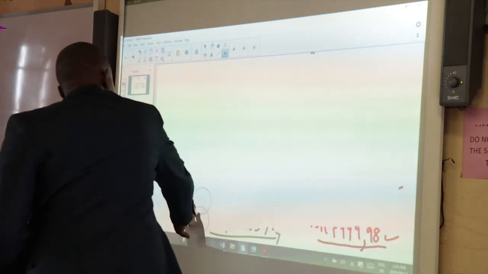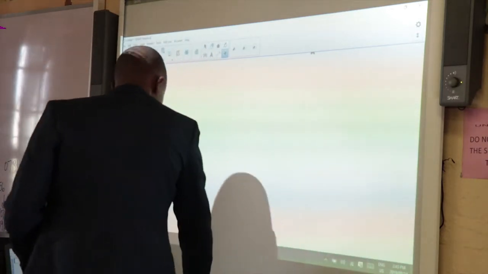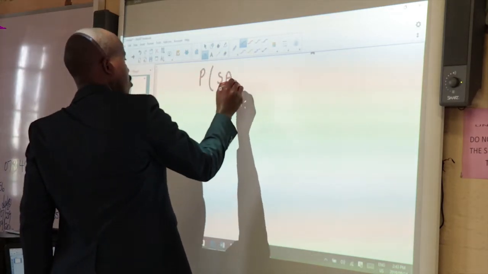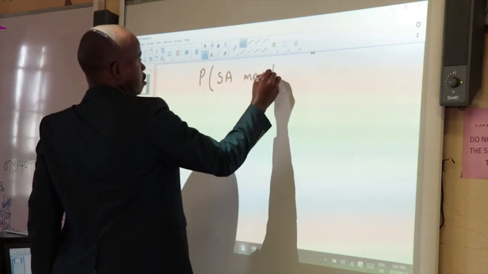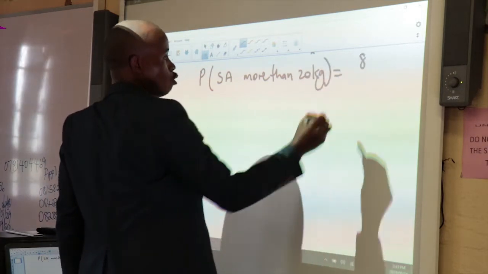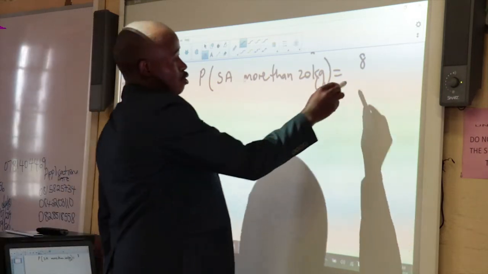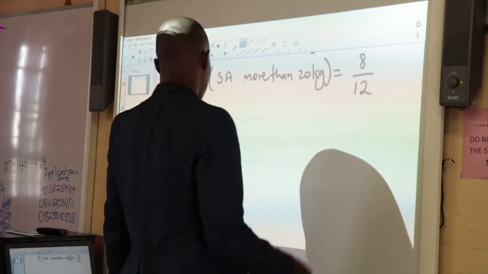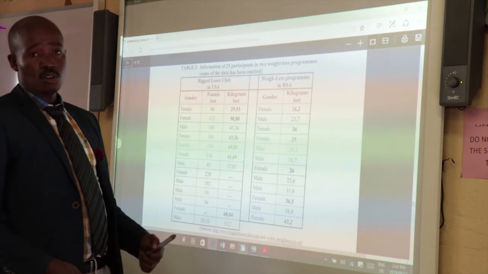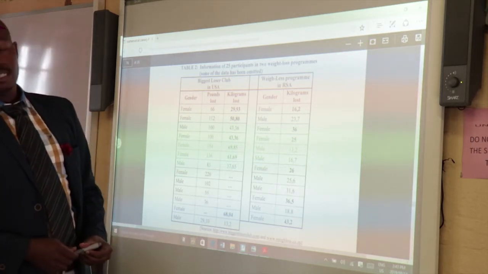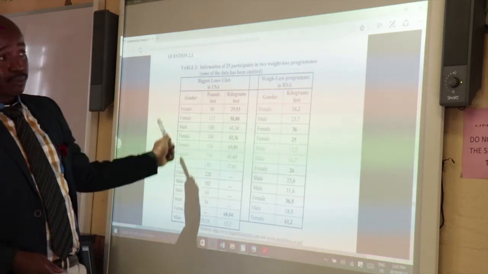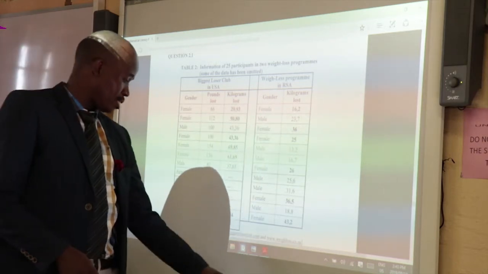Right, what was the formula? Number of chances divided by total counts. A South African who lost more than 20 kg. There are 8 people who lost more than 20 kg out of 12 people. Why are we looking at South Africa only? Why are we not looking at the USA? Because the question said a South African. So we cannot say 8 over 25, because we are not looking at all 25 of them. We are only selecting from South Africans.